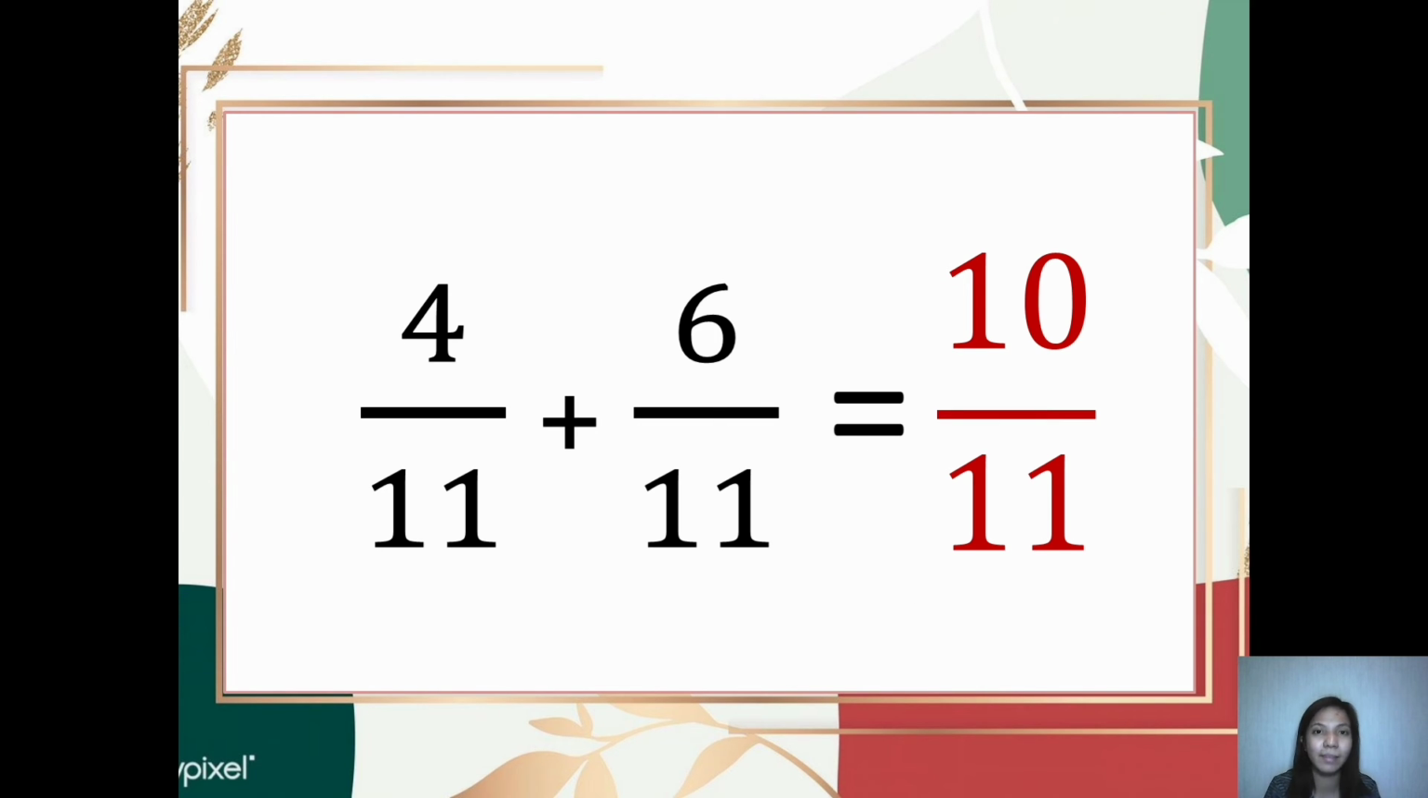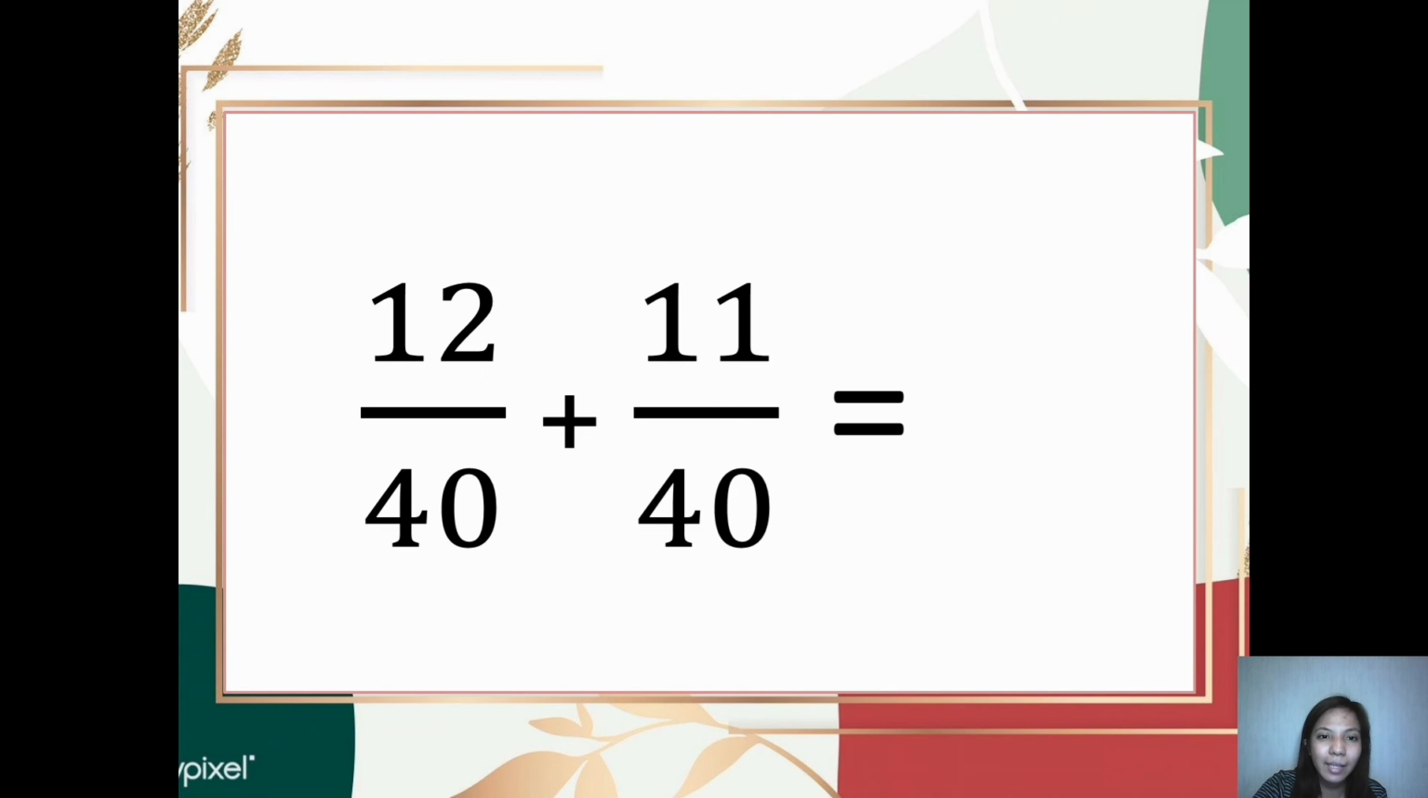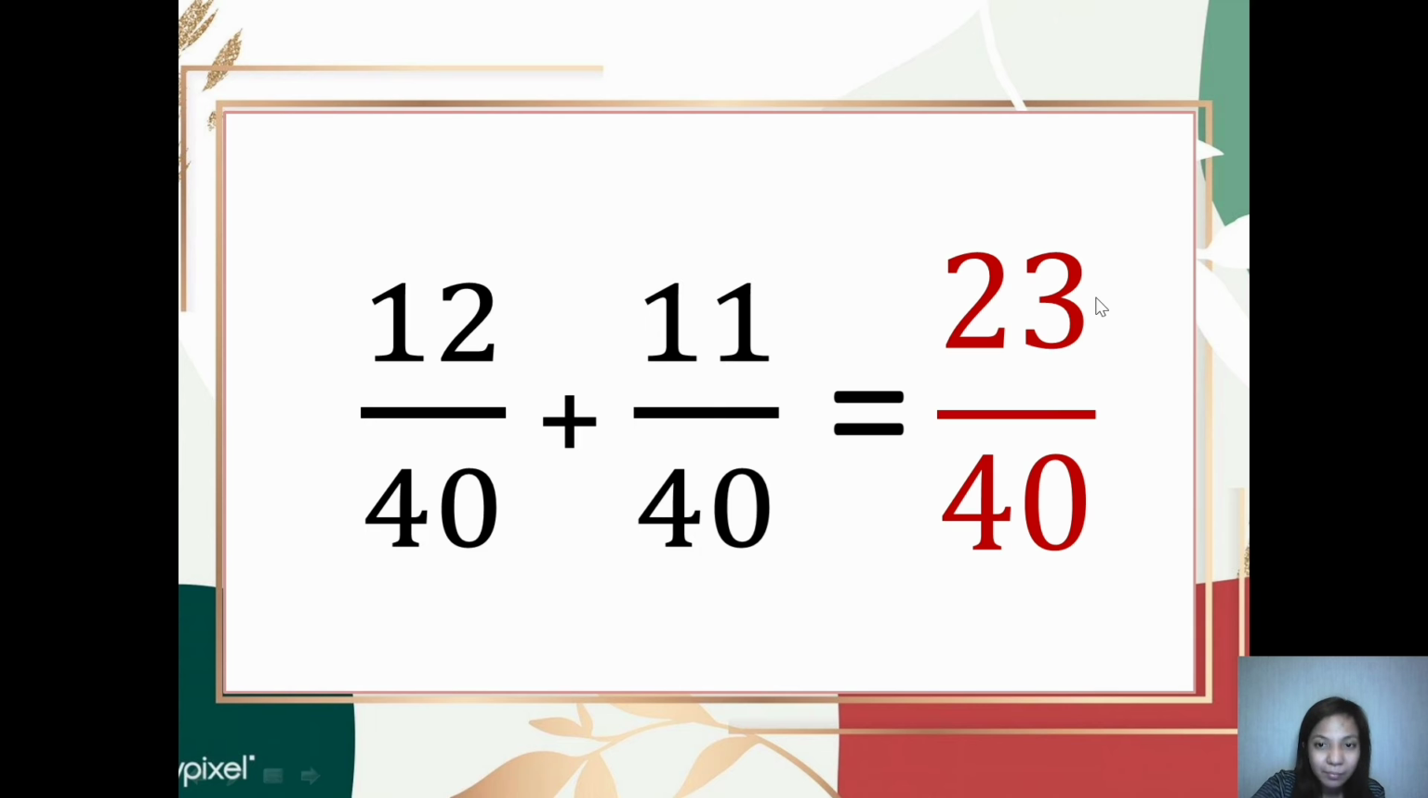10/11 or 10/11. Alright? Okay, next. Okay, the same denominator. So, if the same denominator, 40, 40, just add the numerator. 12 plus 11. How much?